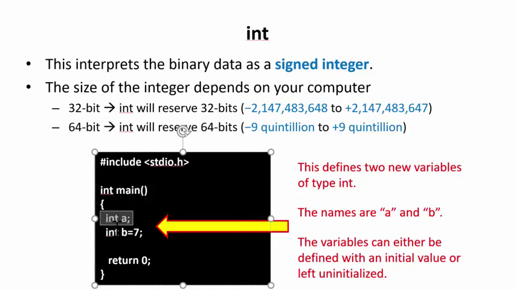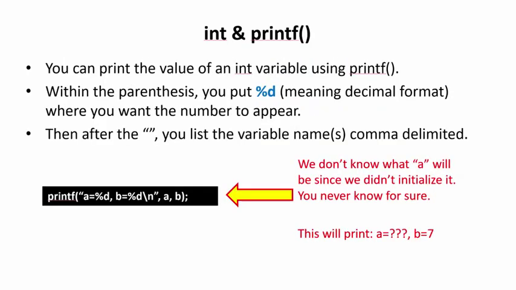You can also initialize it if you want to, so you can initialize it on the same line that you actually created it, or you can do it later. You could come down here and say B is equal to 7. Okay. Now, you can also use integers when you do a printf statement.